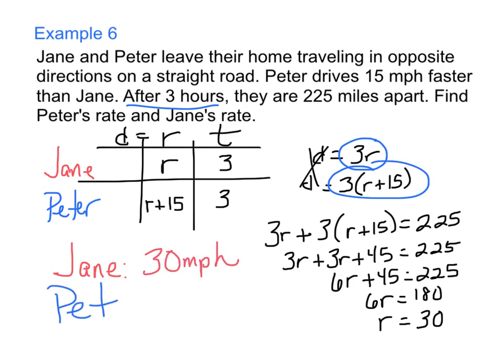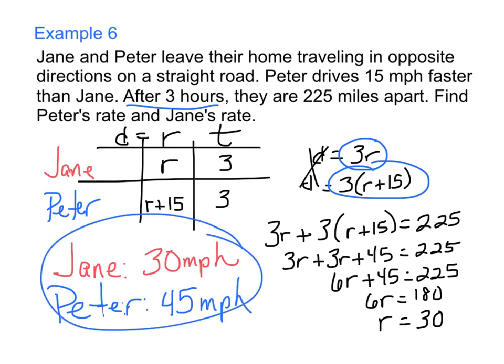Peter went 15 miles per hour faster than that, so Peter's going to go 45 miles per hour. So Jane went 30 miles per hour, and Peter went 45 miles per hour.